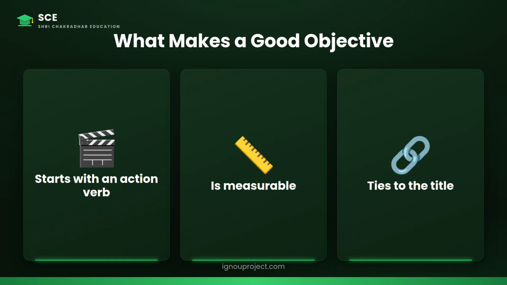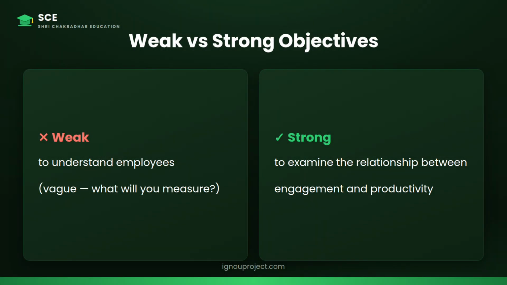And third, it ties directly to your title. If your title is about engagement and productivity, every objective should relate to engagement or productivity. Nothing unrelated. Now let's compare weak and strong objectives. A weak objective is to understand employees. It is vague. What will you measure and how? A strong version is to examine the relationship between employee engagement and productivity. It is specific and measurable.